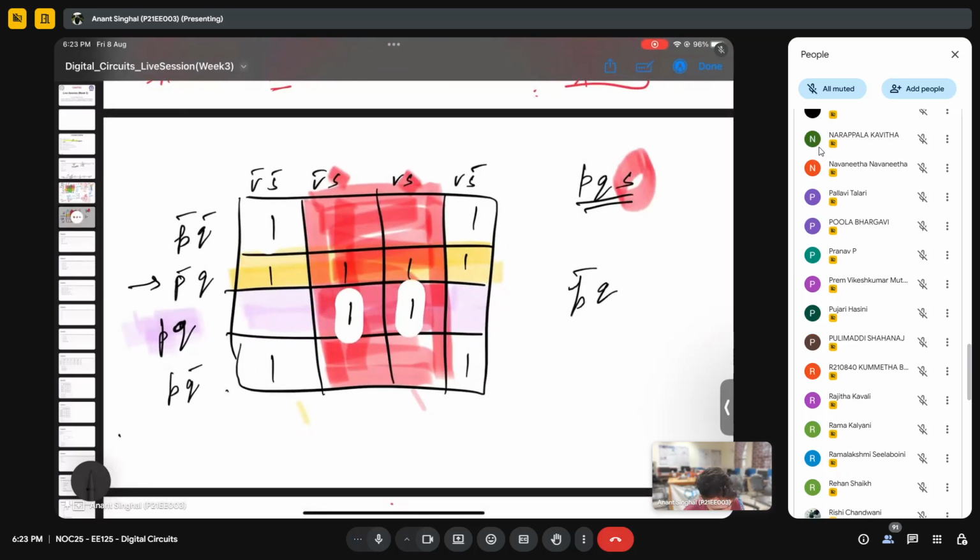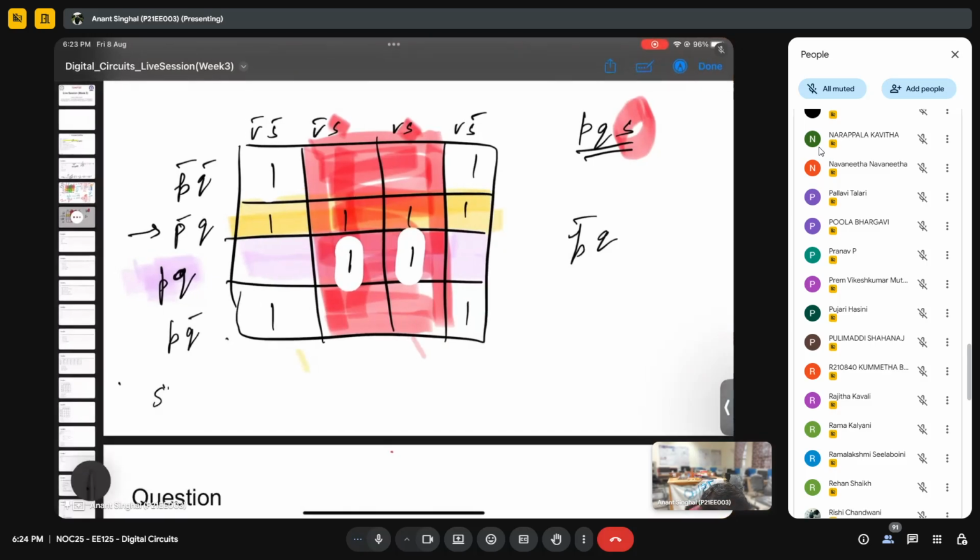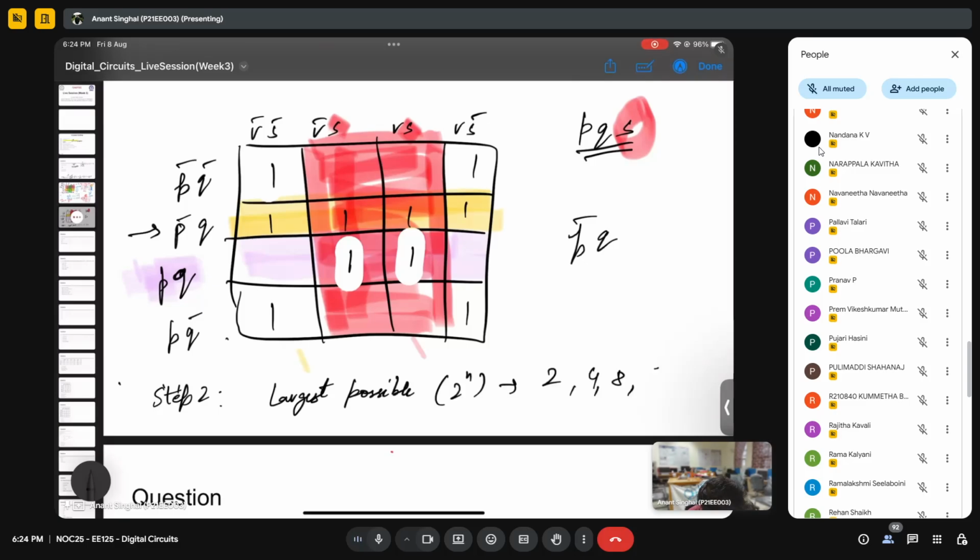Now we need to, as I said, step 2 is to make the largest possible groups, in the order of 2 raised to the power n. That is either 2, 4, 8, 16, whatever the largest group we have. So a group of 2 is called a pair, a group of 4 is called a quad, a group of 8 is known as an octet, and so on.